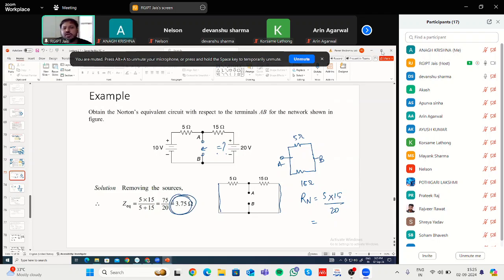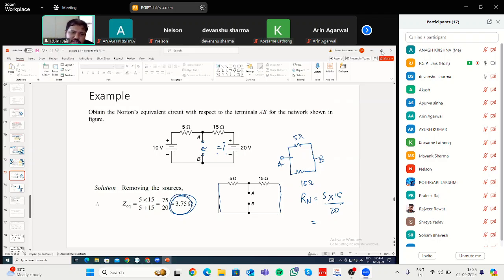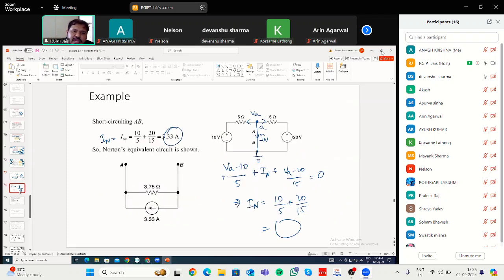So once you have the Norton's equivalent, forget about Zeq, it will be Rn. Z will come when we go to AC circuits, but here it is Rn. So Rn you have found, Rn is 3.75, and In you have found 3.33.